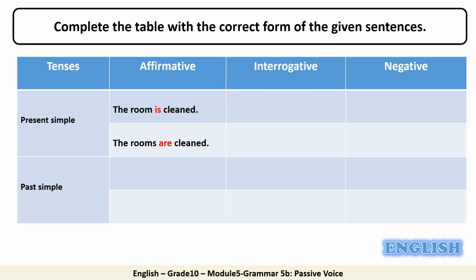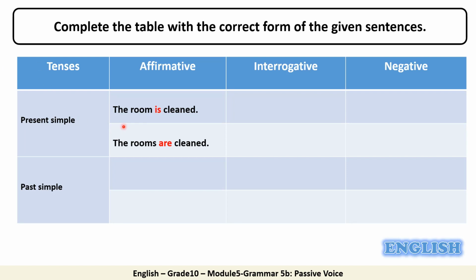Now you're going to complete the table with the correct form of the given sentences. You have 2 sentences in the affirmative form. You're going to transform them into interrogative and negative form using the present simple and the past simple. Now pause the video and complete the table.